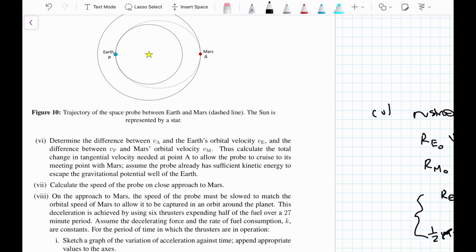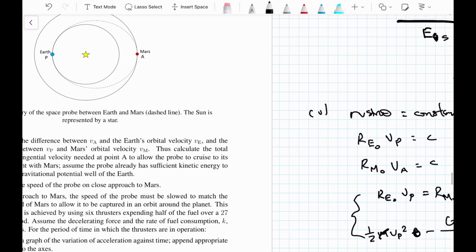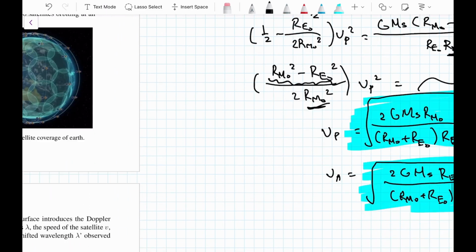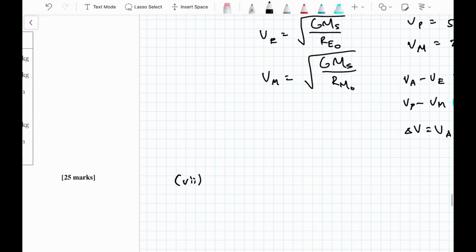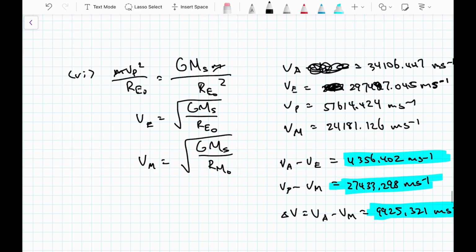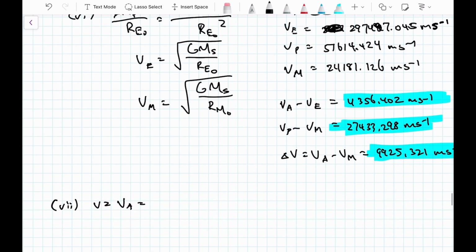Does it mean the area close approach to Mars? Well, the satellite is orbiting around Earth and Mars. So technically close approach basically means it's at point A. Okay, so basically just VA, right? So the velocity should be equal to VA, which is equal to 34106.447.